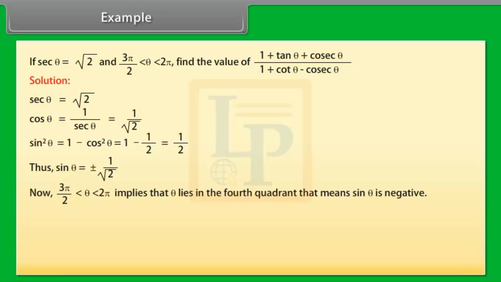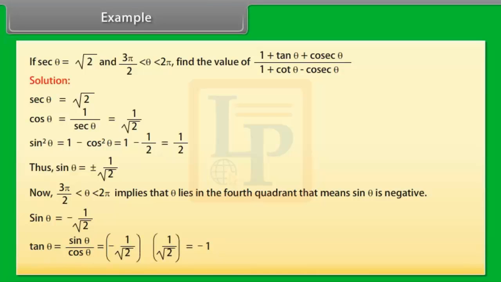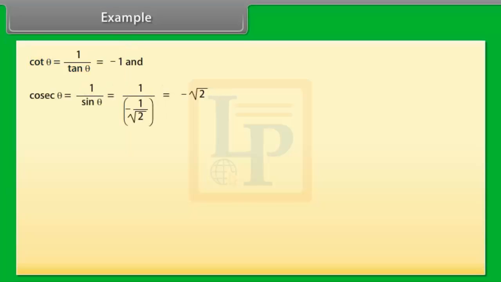Now, 3 into pi by 2 less than theta less than 2 into pi implies that theta lies in the fourth quadrant. That means sin theta is negative. Sin of theta is equal to minus 1 by under root 2. Tan of theta is equal to sin of theta by cos of theta, which is minus 1 by under root 2 upon 1 by under root 2, equal to minus 1. Cot of theta is equal to 1 by tan of theta, which is minus 1, and cosec of theta is equal to 1 by sin of theta, which is 1 by minus 1 by under root 2, equal to minus under root 2.